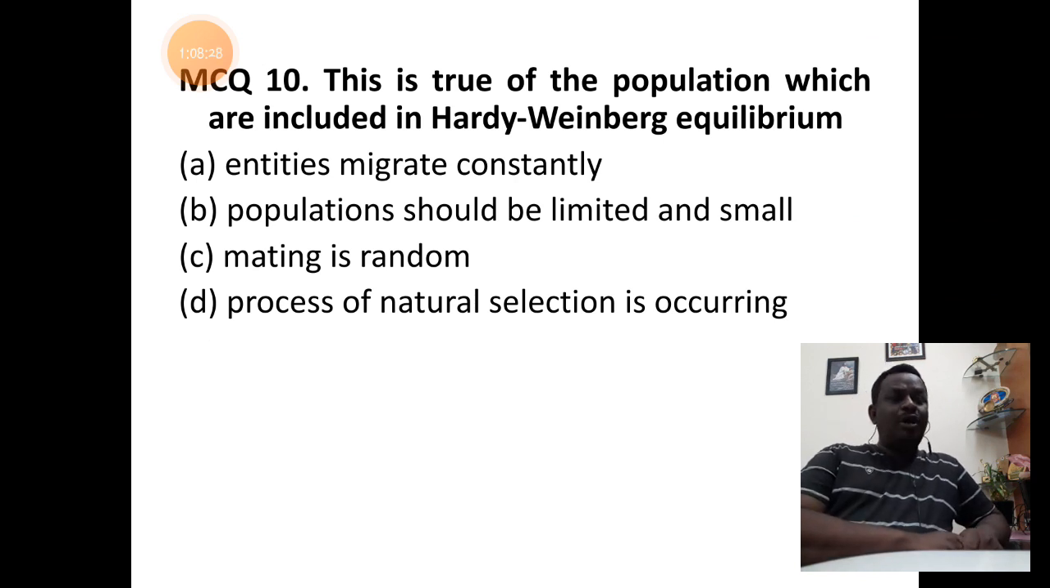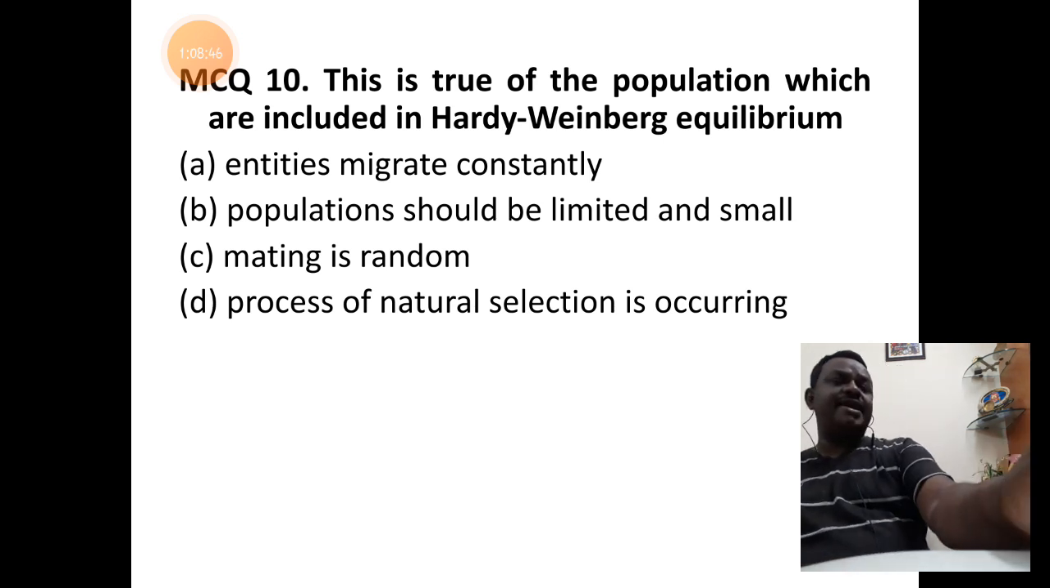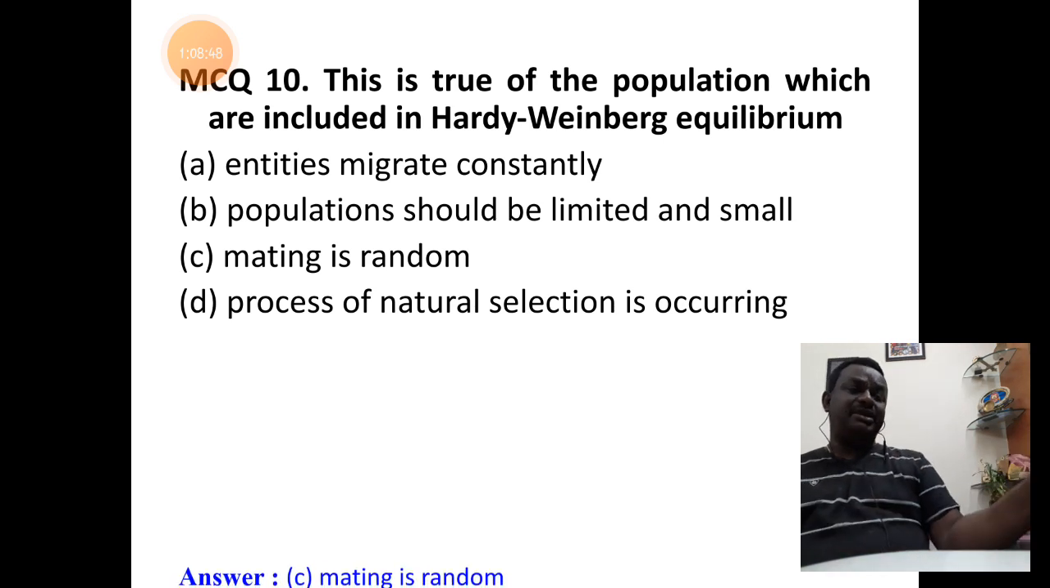This is true of the population which are included in Hardy-Weinberg equilibrium. Entities migrate constantly. No. Population should be limited and small. No. So large population, no migration is done. No selection also. So C is the right answer. Mating is random.